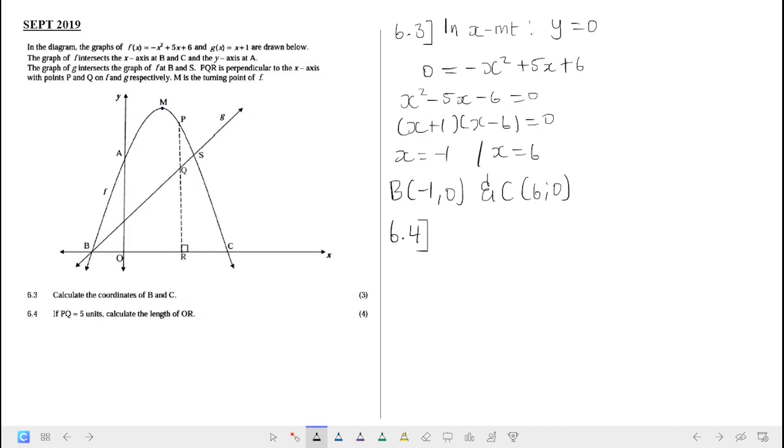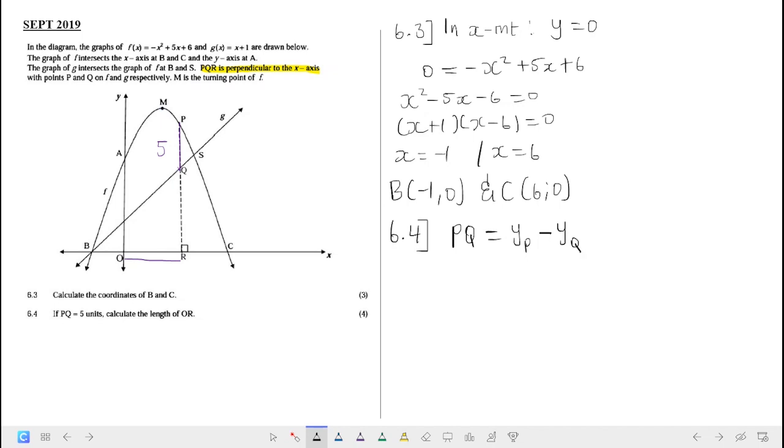Now 6.4 says, if PQ is 5 units, calculate the length of OR. Now PQ, what is PQ? PQ is the length from here to here. So we're told that this is 5 units, and we need to find what this length is going to be. Earlier on I said that if PQR is perpendicular to the x-axis, it means PQR is also parallel to the y-axis. If that's the case, then to calculate in general the length of PQ, we'll need to take the y value at the top, which is the y value of P, and then subtract the y value at the bottom, which is the y value of Q.